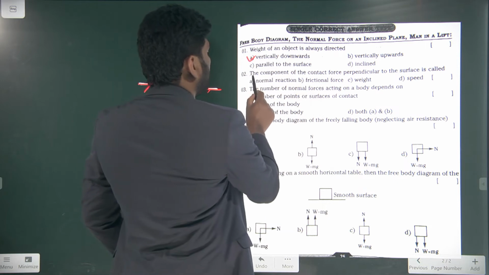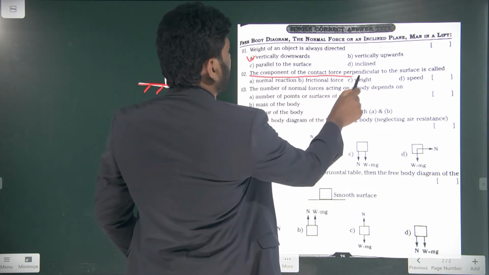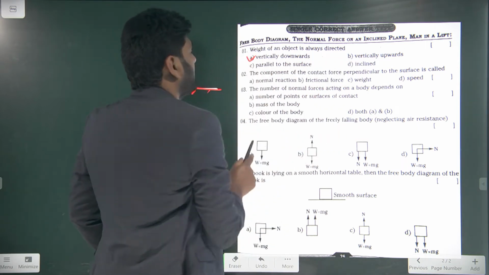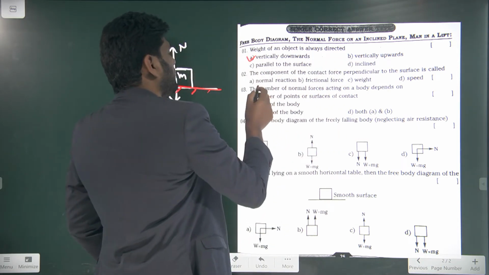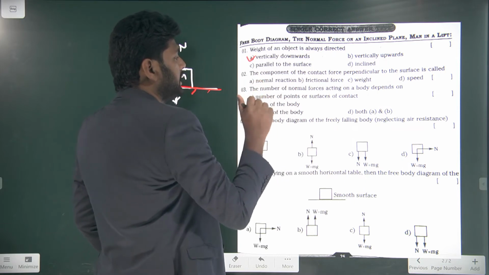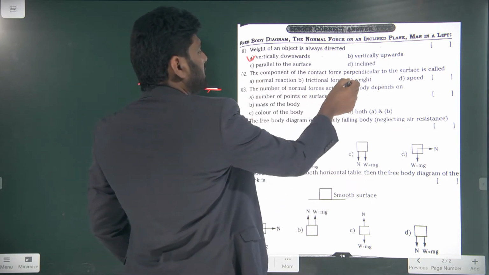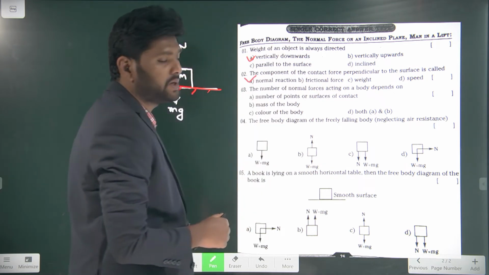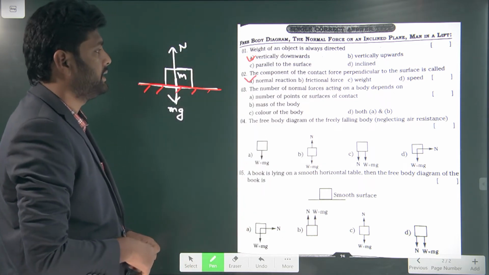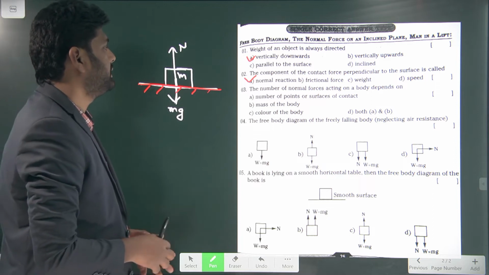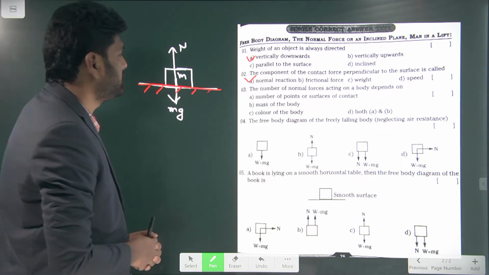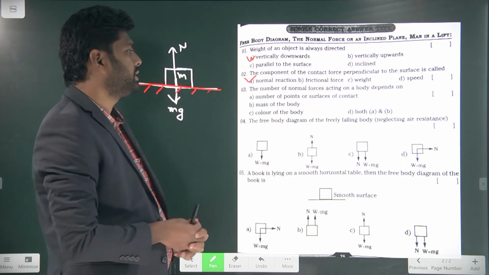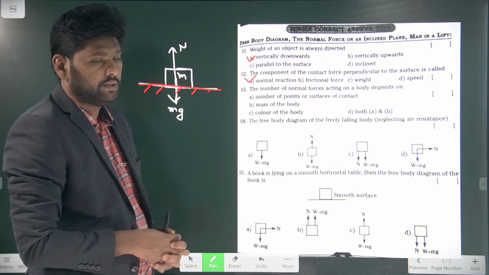So look here, the component of force acting perpendicular to the surface is called. Perpendicular to the surface, there are two things, normal reaction and weight. These two will act, but the most appropriate answer here is normal reaction. Understand? Next, the third question now.